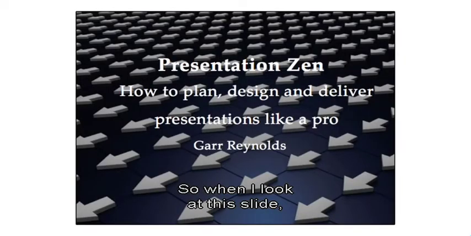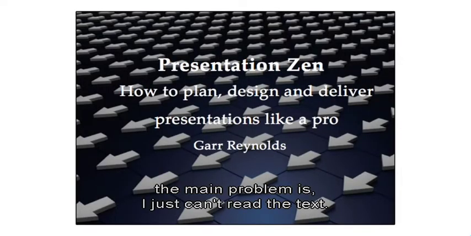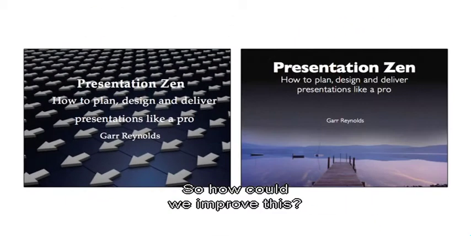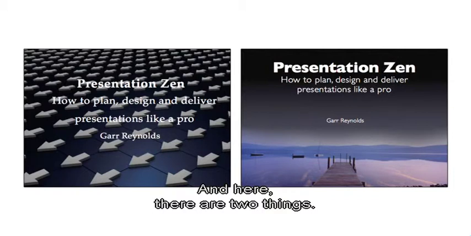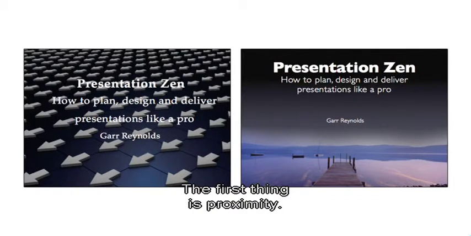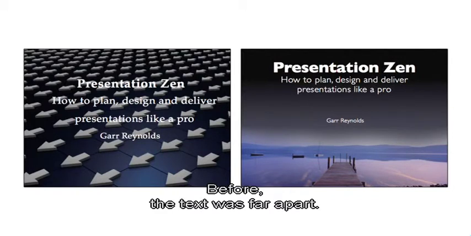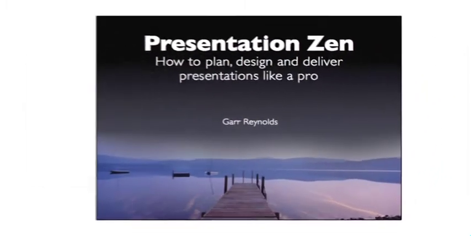So when I look at this slide, the main problem is I just can't read the text. So how could we improve this? And in this slide, this is the title slide, and here there are 2 things. The first thing is proximity. Before the text was far apart. In this case, it's really come together as 2 text elements.